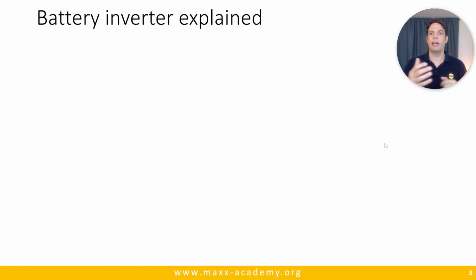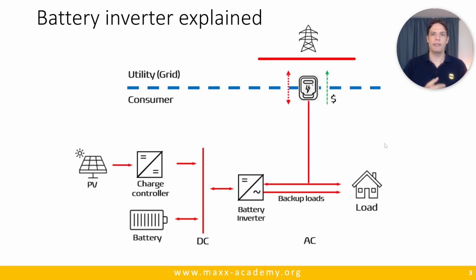Firstly, let's have a look at what a battery inverter is and where it fits into a solar system. If you've got this diagram representing a solar system, this would be your grid. This would be your loads. This your battery, your charge controller, and your solar array. And your battery inverter would be here.